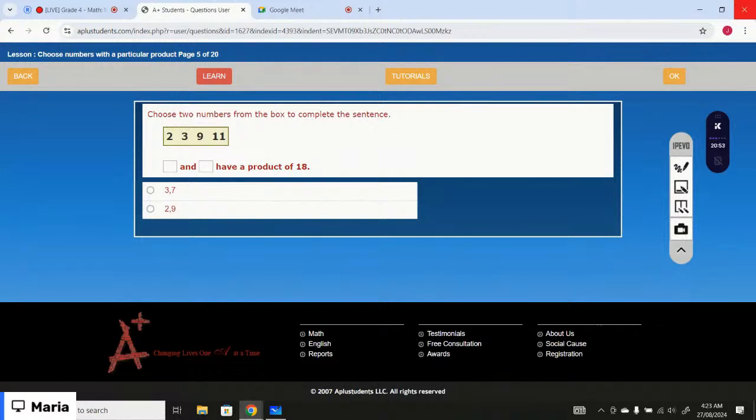Choose two numbers from the box to complete the sentence. Dash and dash have a product of 18. So, which is the correct option?